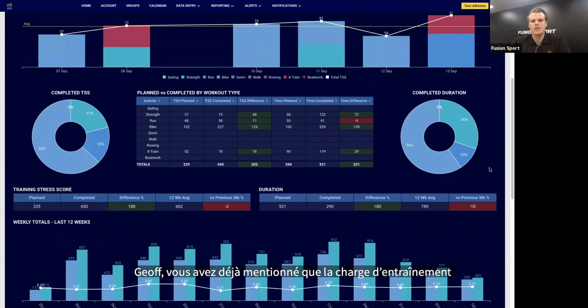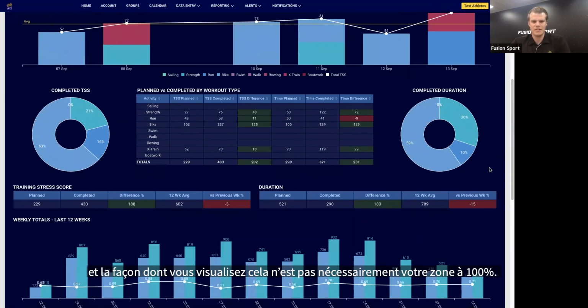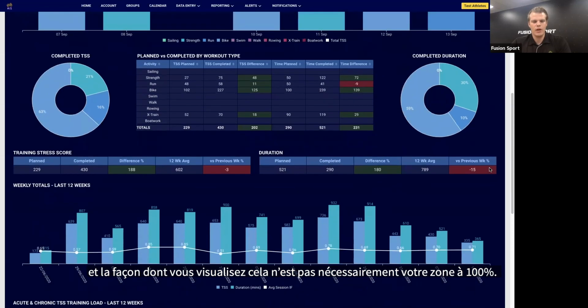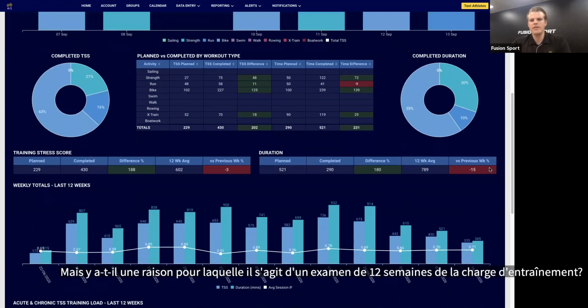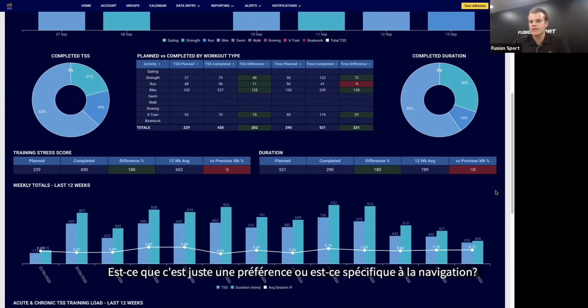Jeff, you'd mentioned before that the training load and how you guys are visualizing that isn't necessarily your 100% area, but is there any reason why it's a 12-week review of training load? Is that just a preference, or is it sailing specific? Is there any reason why it's a 12-week review of data there?